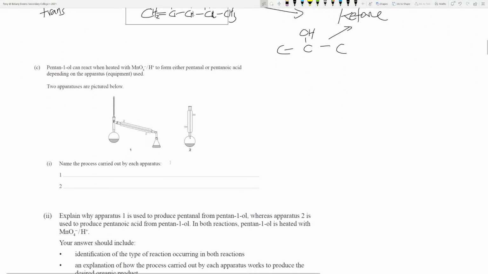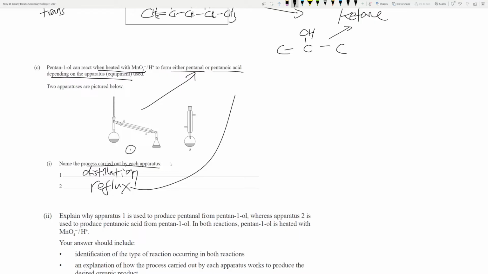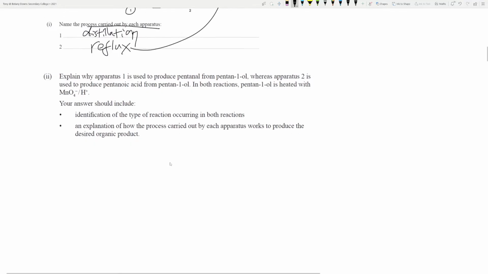Very nice question. Next one, we're trying to, when heated, form either pentanal or pentanoic acid, depending on the apparatus. So name the process carried out by each apparatus. So this is distillation, and this is what you use to make pentanal, the aldehyde, because it will stop the thing from further oxidizing. And this is reflux. This is the one you use to make pentanoic acid.